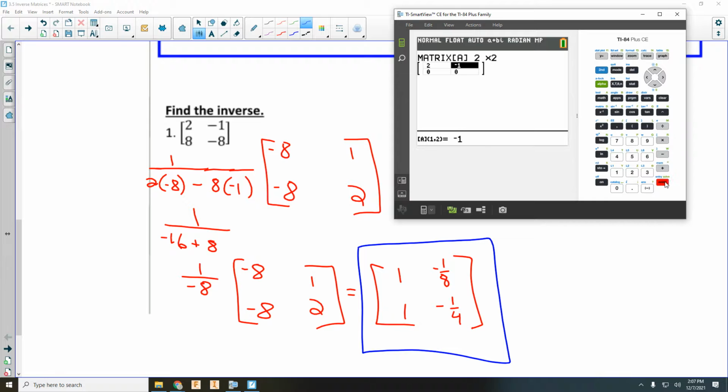So we've got 2, -1, 8, -8. And let's find that inverse. Matrix B, 2 by 2. Oh, I did 22. That'd be a big matrix. And that's 1, -1/8.